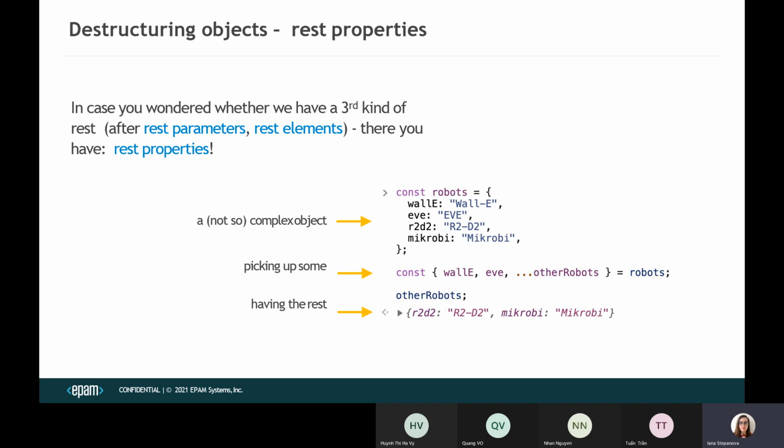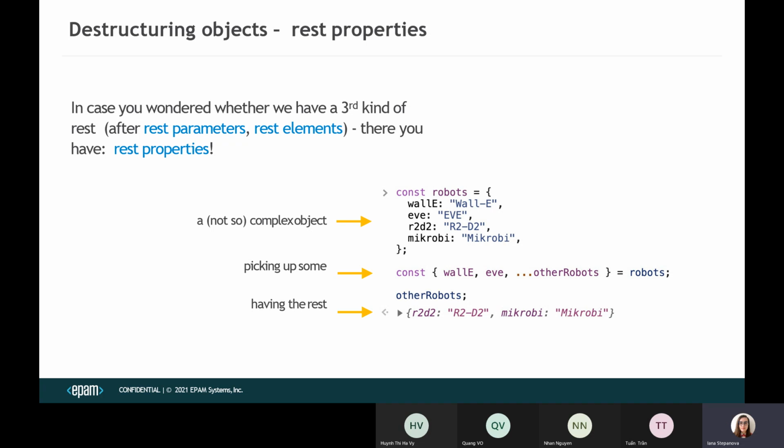Next, destructuring objects, rest properties. So we actually have the third kind of rest after rest parameters and rest elements. It is called the rest properties, and they also can be quite powerful. So here we have an object. We already remember it, and we have added the microbe key value pair to it.